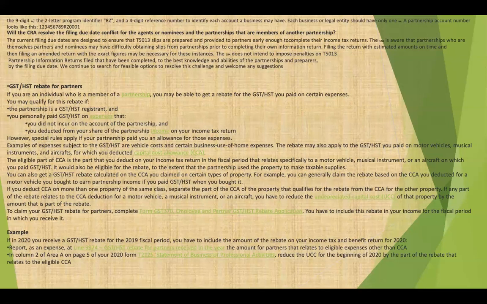Examples of expenses subject to GST are vehicle costs and certain business use-of-home expenses. The rebate may also apply to GST you paid on your motor vehicle, musical instruments, or aircraft, which you deducted. So I give an example here. If in 2020 you receive a GST or HST rebate for the 2019 fiscal period, you have to include the amount of the rebate on your income tax and benefit return for 2020.